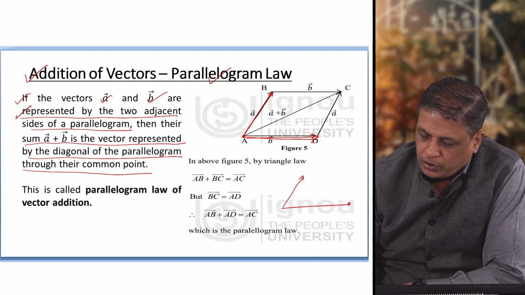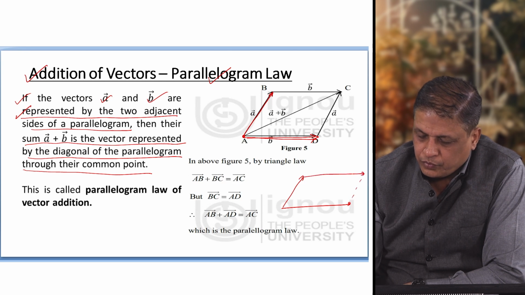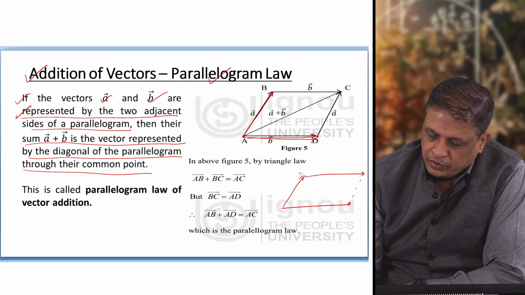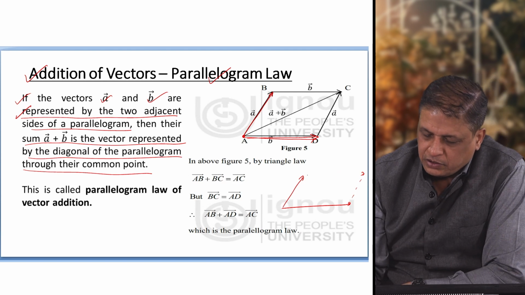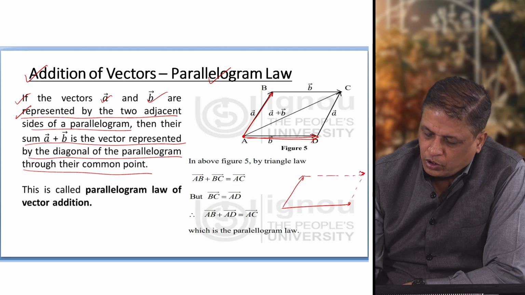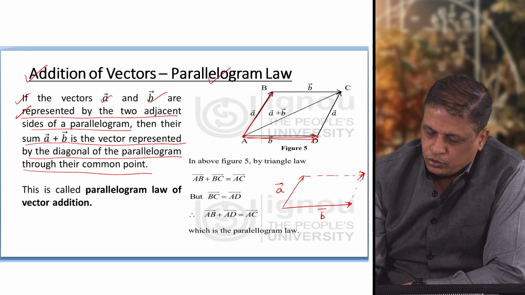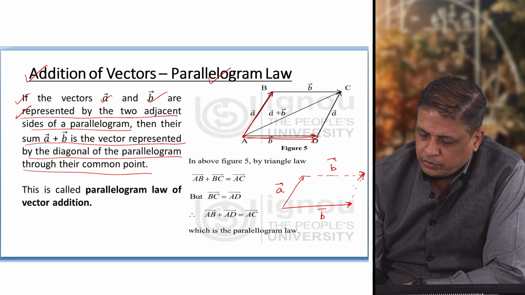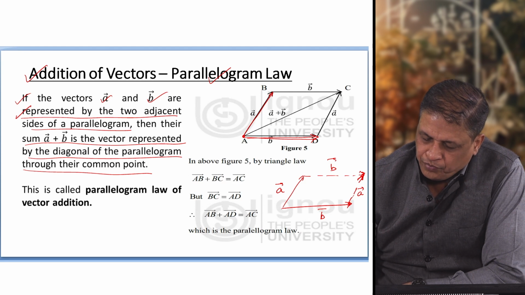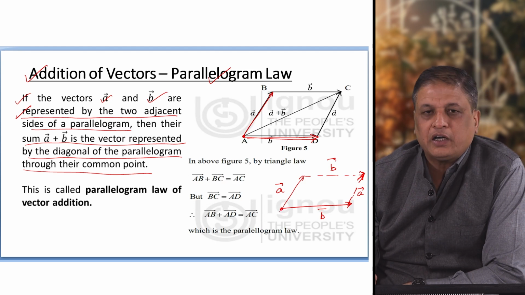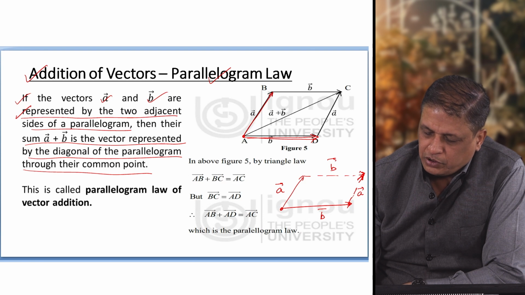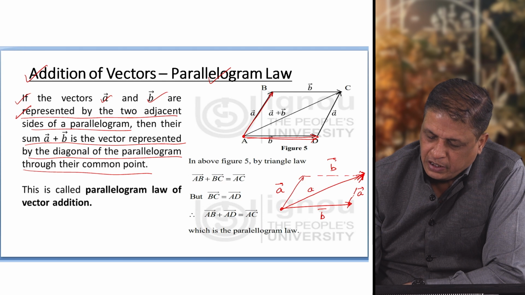If we draw a dotted line parallel to vector B, say this is the vector parallel to vector B, and this is vector A. This is vector B itself, and this line is vector A because it has the same magnitude and same direction, so the two vectors are equal. So, the vector from the starting point of A to the terminal point of B, by the triangle law of addition of vectors, will be given by A plus B.